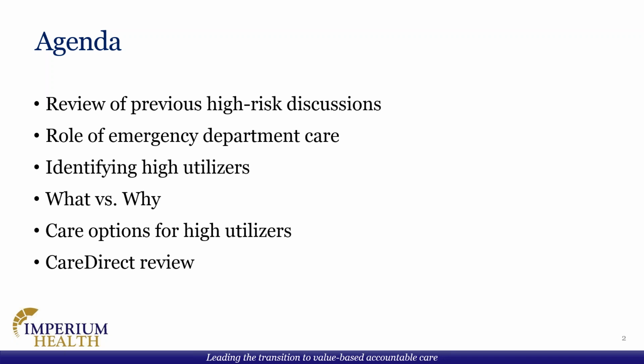For today, we'll talk about the previous high-risk discussions and review some of that information. Talk about the role of an emergency department in the care setting. Discuss how to identify those high utilizers and how we take advantage of the information that's already available to us. Drill into the what versus the why. And this is the reasons why the patient is going to the emergency department as opposed to just simply a diagnosis or something that we would see on paper. Talk about other care options and how to best support those high utilizing patients. And then we'll do a quick review of the Care Direct platform, and that's the tool that you can go to pull those lists or access some of this information for yourself.